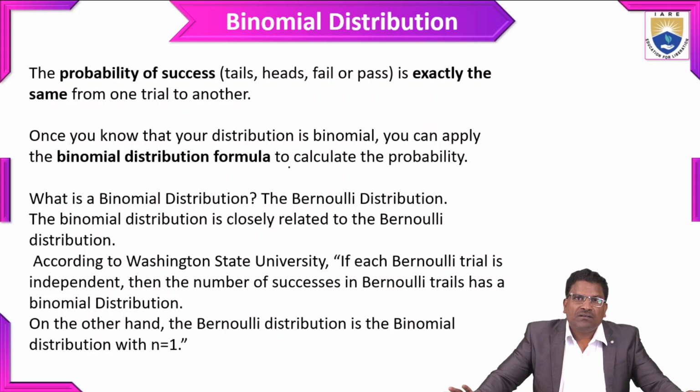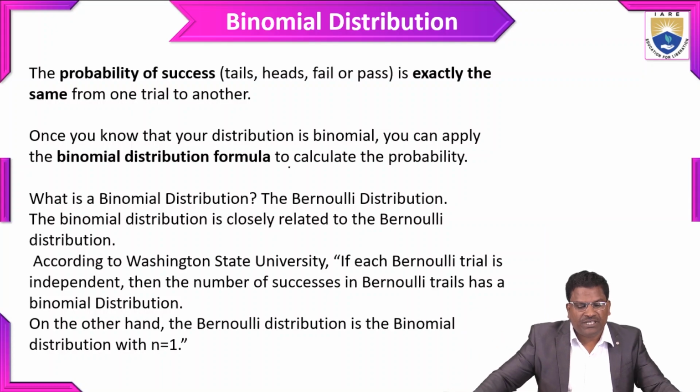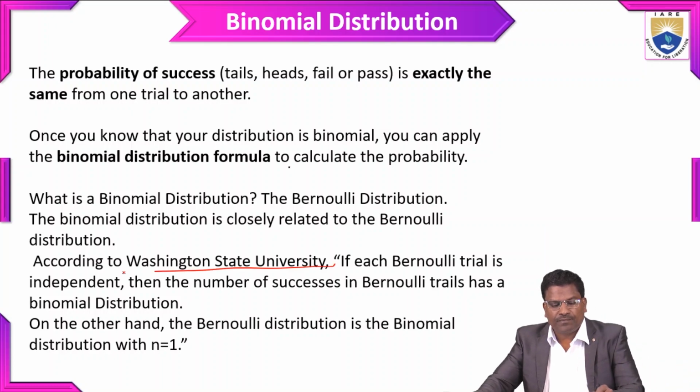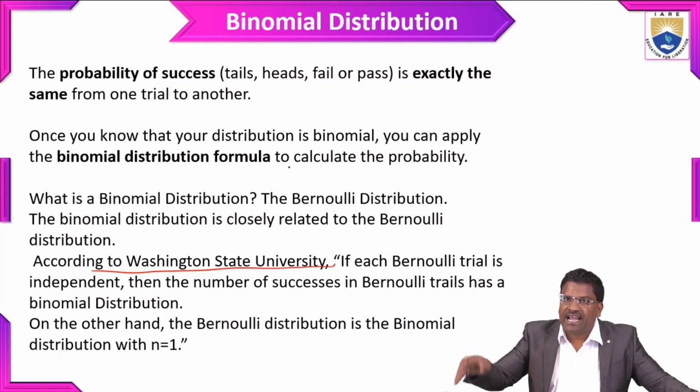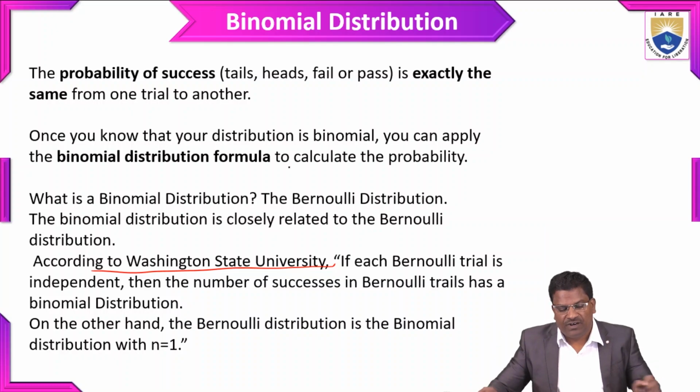So, we are going to discuss what is the binomial distribution. The binomial distribution is closely related to the Bernoulli distribution. It is a special case of the binomial distribution. According to Washington State University, if each Bernoulli trial is independent, clearly it is independent, then the number of successes in Bernoulli trials has a binomial distribution. On the other hand, the Bernoulli distribution is the binomial distribution with n is equal to 1.